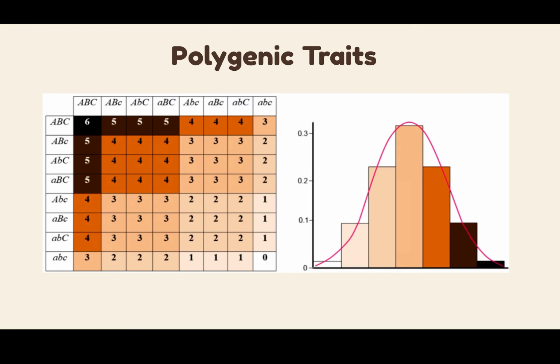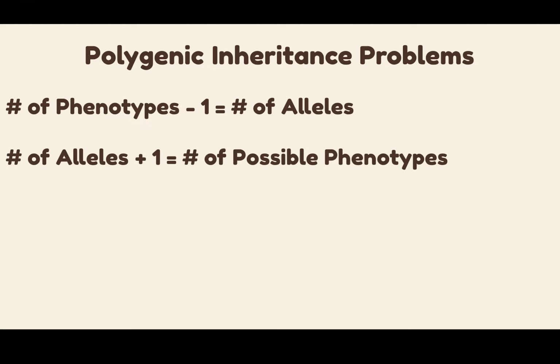Then we have polygenic traits, which is when there's an additive effect of 2 or more genes on a single phenotype. An example of this would be skin color, since there are 2 or more genes that affect that one trait, which is how we get our skin colors. With polygenic inheritance problems, to find the number of phenotypes you do number of alleles plus 1, or the opposite, number of phenotypes minus 1 to find the number of alleles.